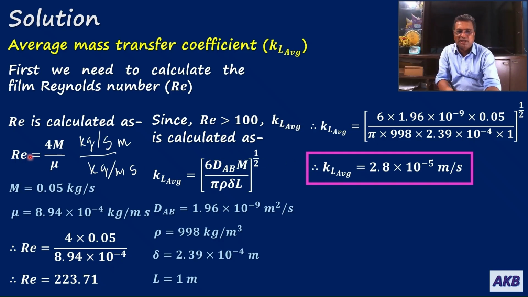So we have calculated Reynolds number first, and based on the value of Reynolds number we have decided the equation. Since film Reynolds number is greater than 100, we are using this equation. I have discussed this in detail, which equation is applicable if Re is less than 100, if it is greater than 100, in my previous video. If you have not yet seen that video, you please watch it. Let us continue with this.